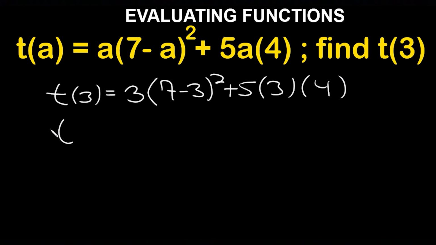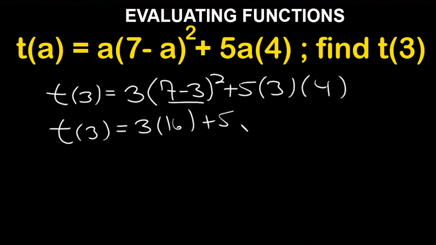So I'm going to say here t of 3 equal to, so we have to take care of what's inside parentheses. Again, just following PEMDAS, your order of operations. So I have to do 7 minus 3 first, and that's going to give me 4. And then I have to square it. So I know that 4 squared is going to be 16. So I'm going to rewrite it as 3 times 16 plus 5 times 3 times 4. Okay? And now all we have to do is multiply and add together.